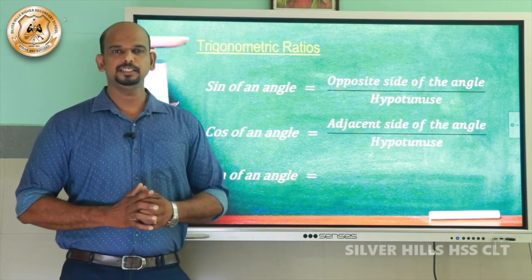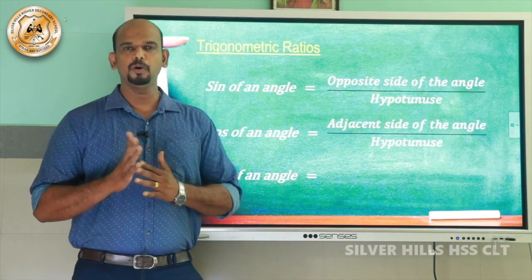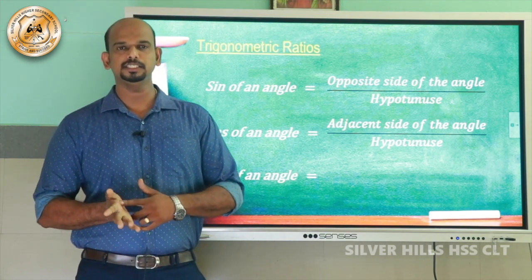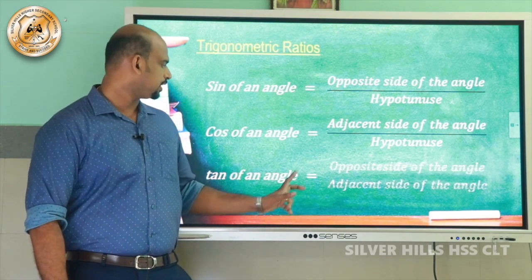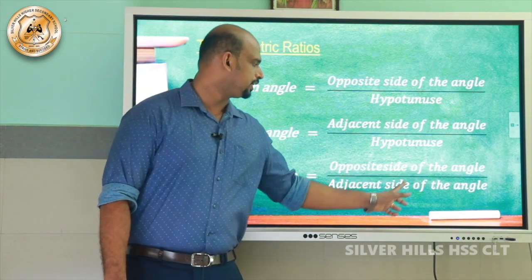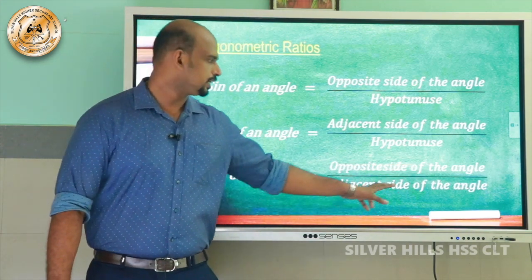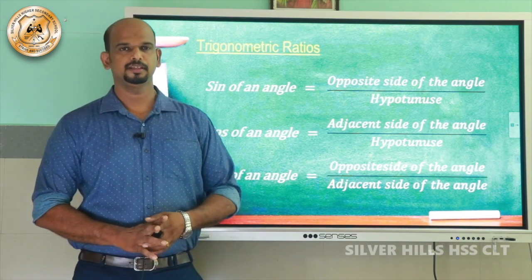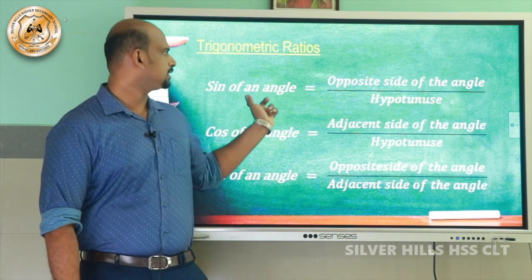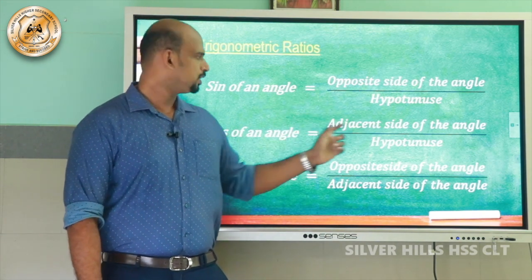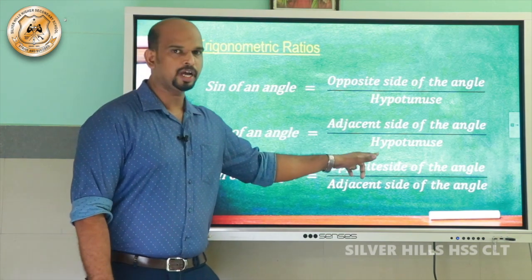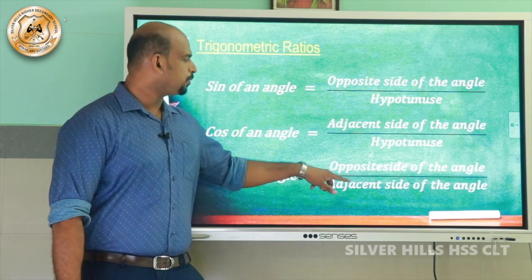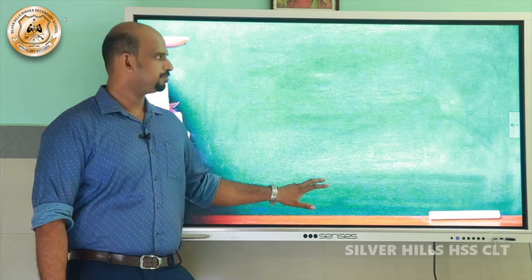Tan of an angle is equal to the ratio between the opposite side of the angle and the adjacent side of the angle. So sine is equal to opposite side divided by hypotenuse, cos is equal to adjacent side divided by hypotenuse, tan is equal to opposite side divided by adjacent side.